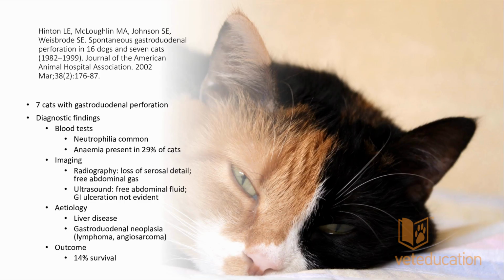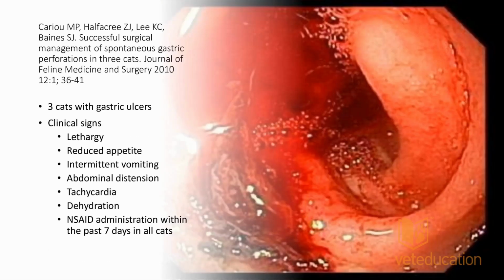As for etiology, liver disease and gastrointestinal neoplasia were the most common causes in these animals. So lymphoma and angiosarcoma. The outcome of spontaneous gastroduodenal perforation was 14% survival, okay? Partly probably due to the underlying disease process and the fact that it had been going on for a little while, with liver disease and neoplastic disease and perhaps non-resectable lesions and so on.